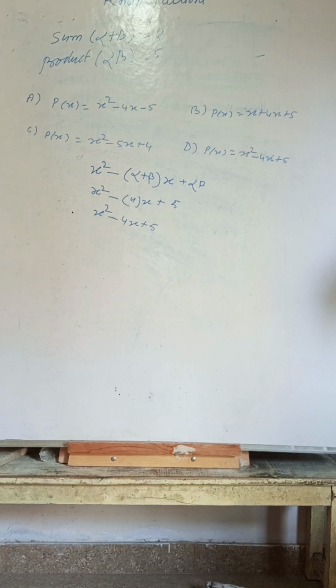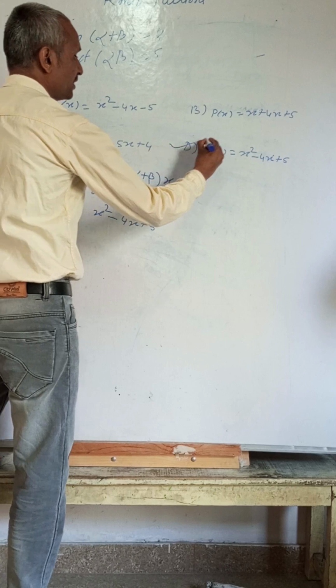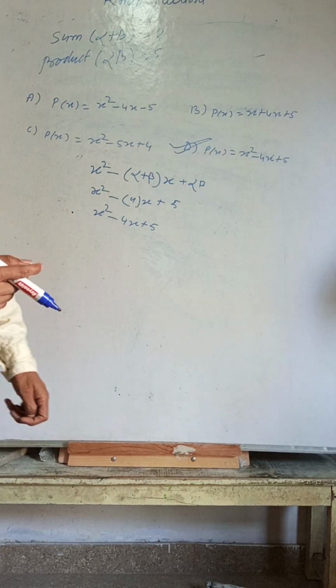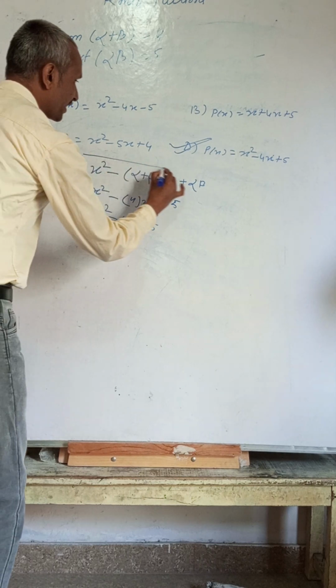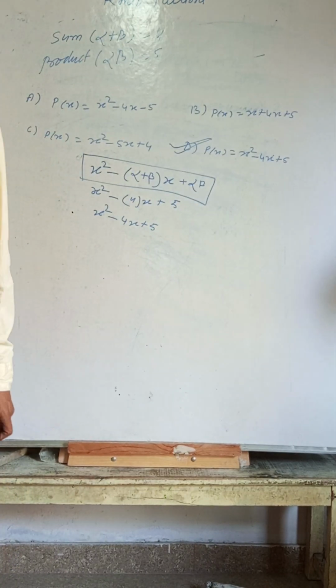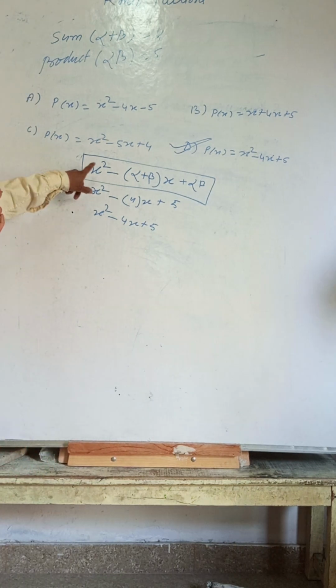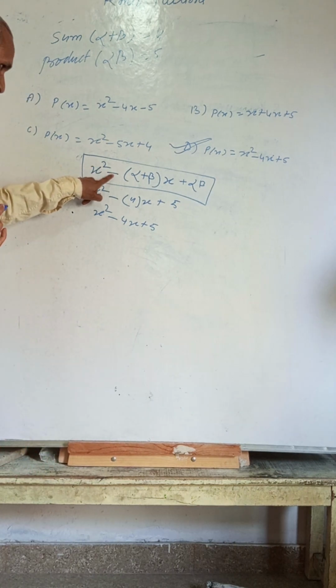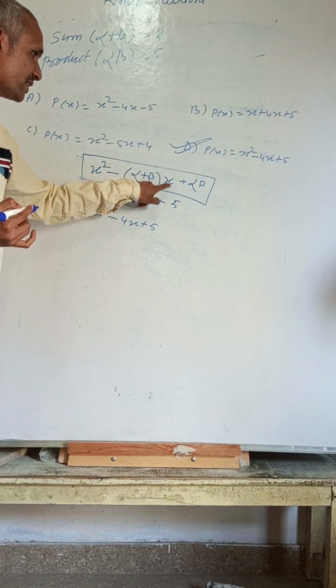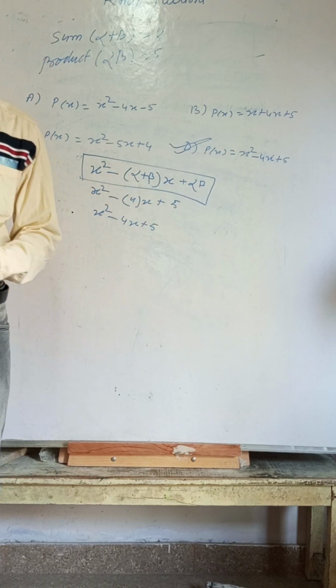Now this is the quadratic equation. Which option is correct in that? So in that, option D is the correct option. Now p(x) is equal to x square minus 4x plus 5. So this is the formula to find the quadratic equation if the sum and product of the zeros of the polynomial are given. What is that? X square minus, don't forget here, minus (alpha plus beta) into x plus alpha beta.